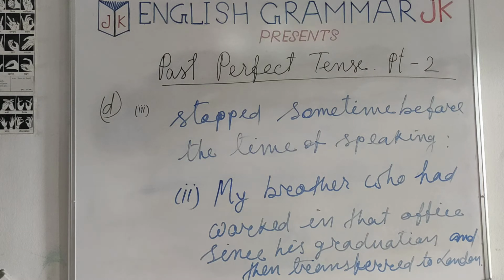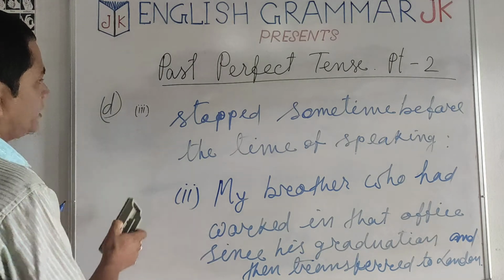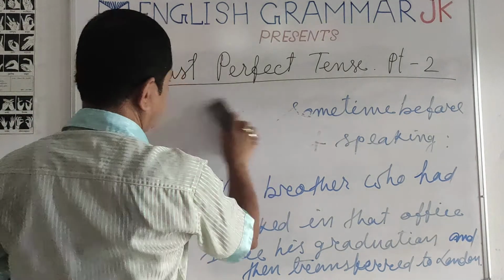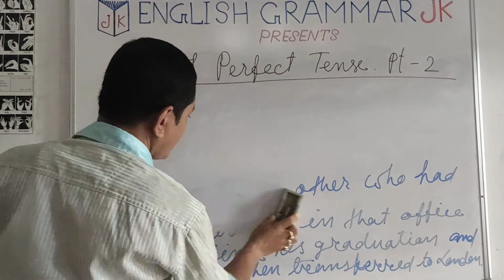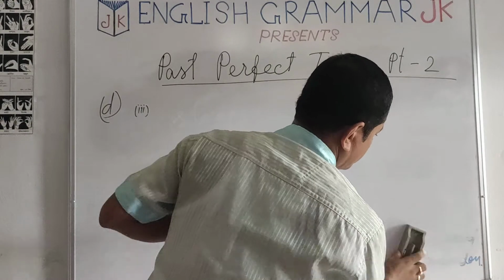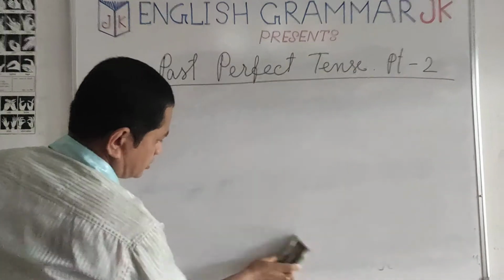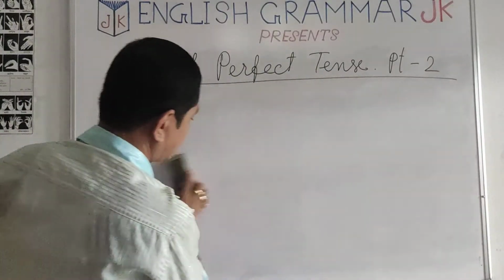We have been discussing, friends, past perfect tense. When past perfect tense is used, there is point 4D. Just repeat. I am repeating. Point 4D, what we have been discussing, that an action which started before the time of speaking.